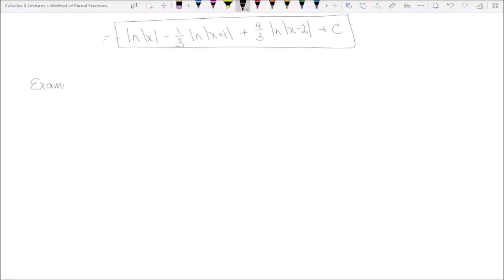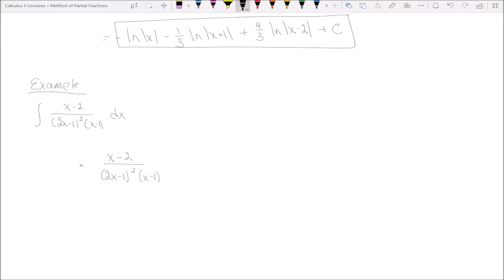For our third example, let's look at the antiderivative of x minus 2 over the quantity 2x minus 1 squared times x minus 1. So the degree of the numerator is 1. The degree of the denominator in this case is 3. So we are in proper fraction form. So we just need to write it in its partial fraction decomposition.